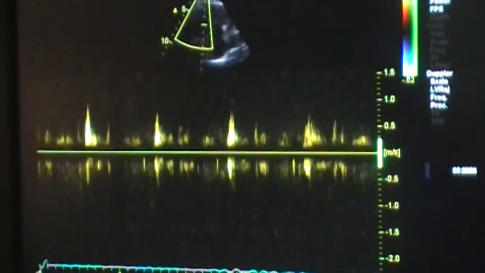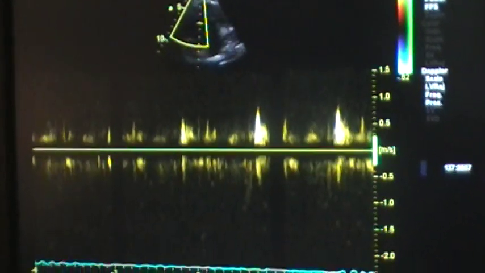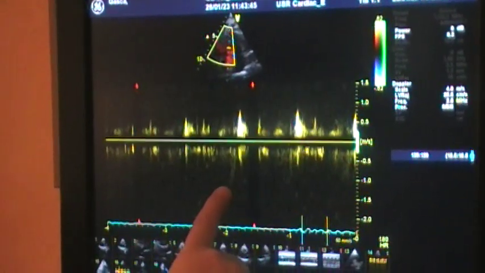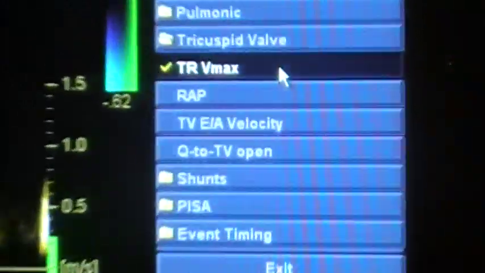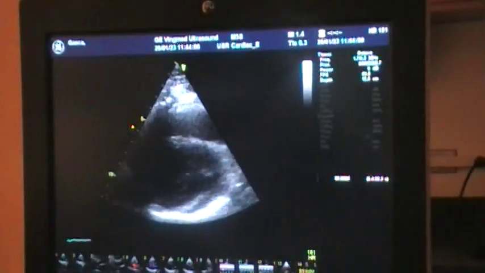We don't expect to see tricuspid regurg, but if we do see it, it's usually just a wisp on a normal patient. If somebody has pulmonary hypertension, they might have a lot more. That little tiny wisp right there is tricuspid regurg. And again, you would just do tricuspid valve and Vmax. On the patients we scan in the hospital, you're going to see a lot more tricuspid regurg. That's one of the most common things to see.